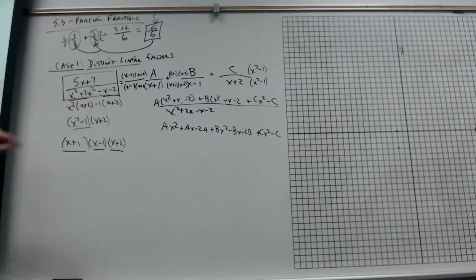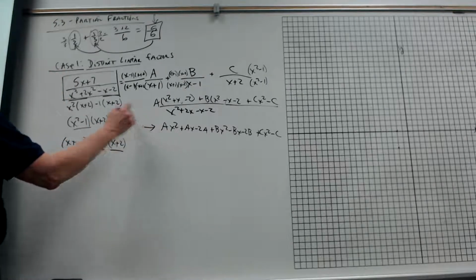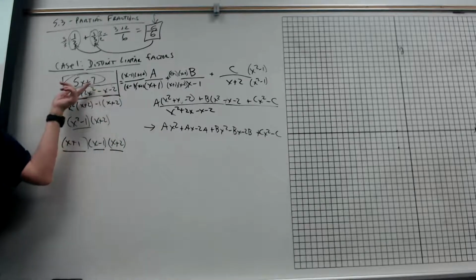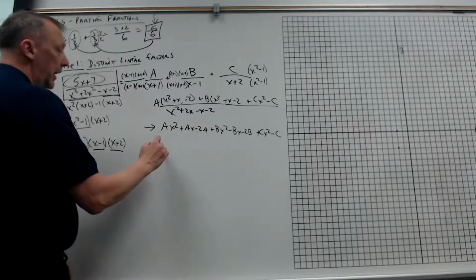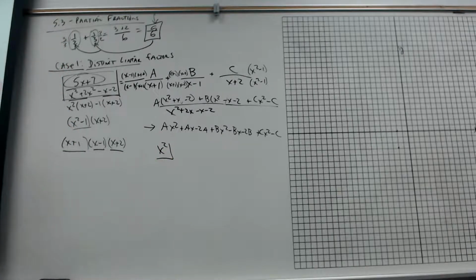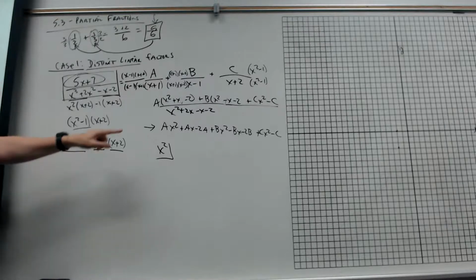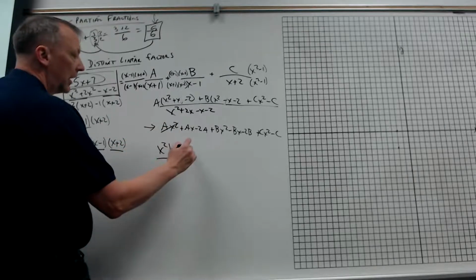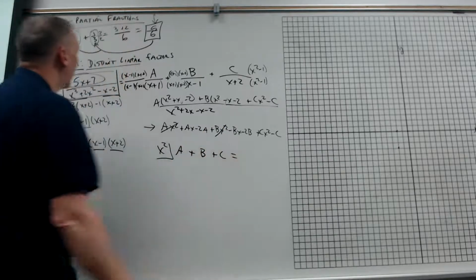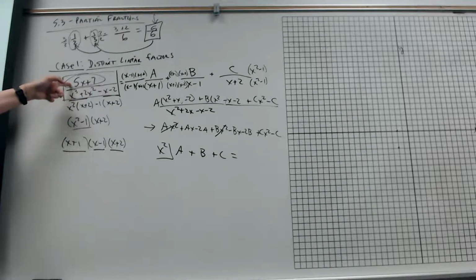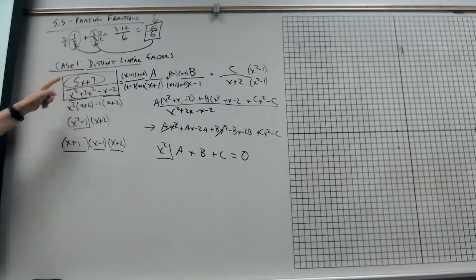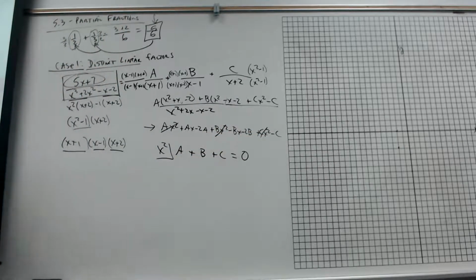Now, here's where the last section comes in handy. So basically, we have to turn whatever this was into this. Do I have an x squared term here? No. So I'm going to come up with 3 equations and 3 unknowns. My x squared terms, I've got A plus B plus C. There's no x squared term here, correct? So that's going to equal 0x squared.